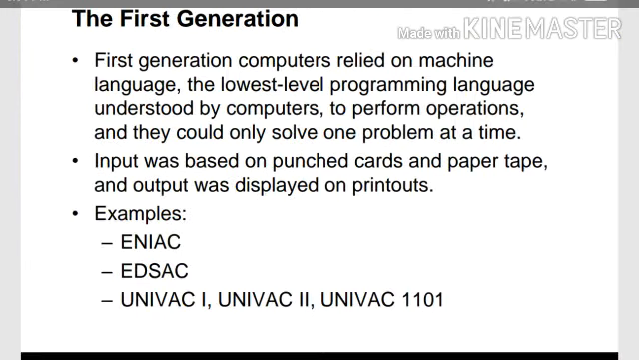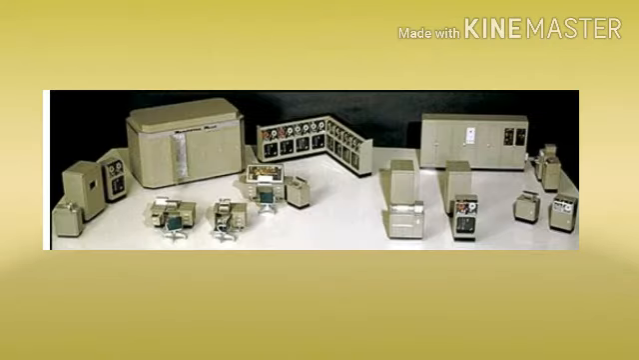First generation computers relied on machine language, the lowest-level programming language understood by computers, to perform operations, and they could only solve one problem at a time. Input was based on punch cards and paper tape, and output was displayed on printouts. The figure shows the first generation computer.